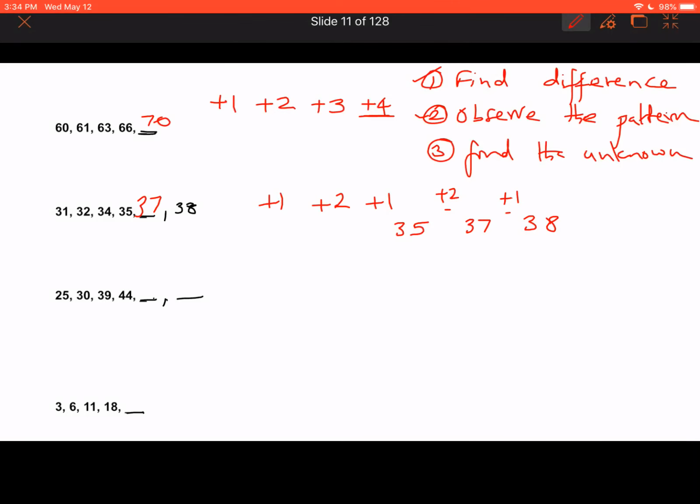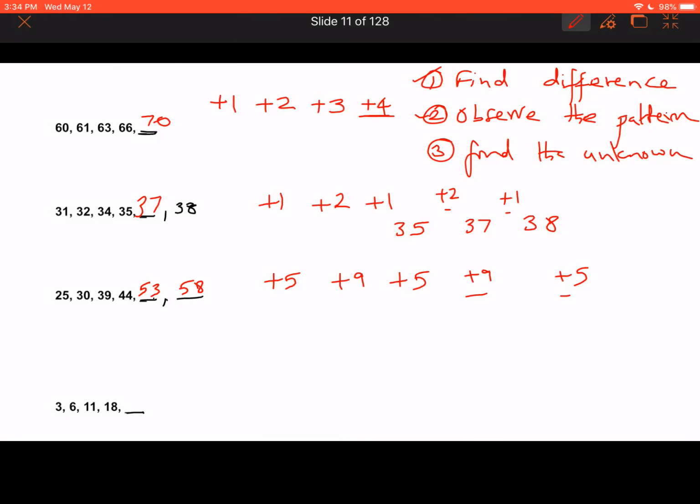So 25 and 5 is plus 5, and then plus 9, and then plus 5. So they are asking for the next two numbers. So the pattern I am setting is plus 5, plus 9, plus 5. So it's going to be plus 9 and plus 5. So the answer is going to be 50, 53 and 58.